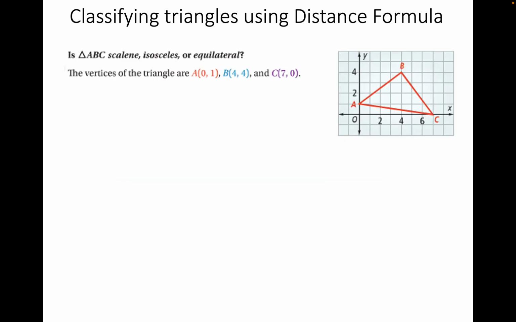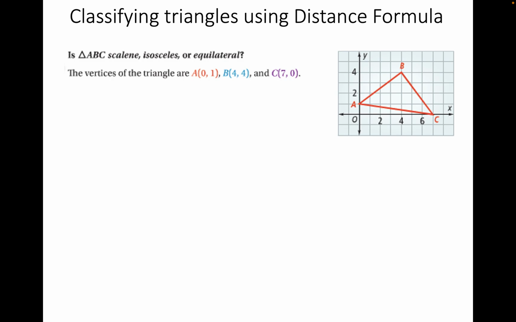All right, right here I have a triangle ABC, and it's asking me to determine whether triangle ABC is scalene, isosceles, or equilateral. So what I'm going to do is use the distance formula. I'm going to do it 3 times for all 3 sides of the triangle, AB, BC, and then CA. And then I'll be able to see the lengths of the sides. If all 3 sides are different, then it would be a scalene triangle. If 2 of the sides are equal, it would be an isosceles. And if all 3 sides are equal or congruent, then it would be an equilateral triangle.